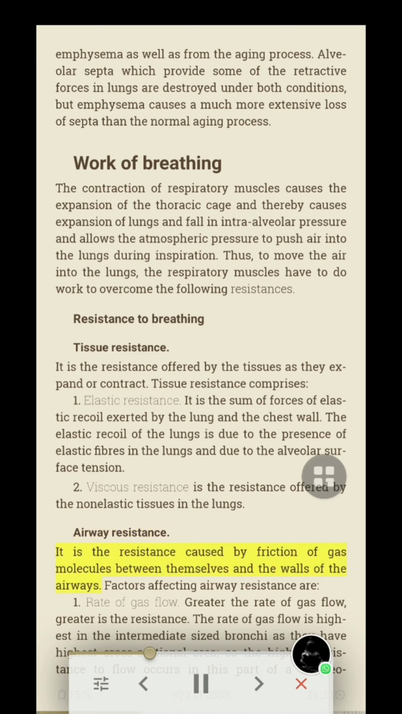Airway resistance. It is the resistance caused by friction of gas molecules between themselves and the walls of the airways. Factors affecting airway resistance are: 1. Rate of gas flow. Greater the rate of gas flow, greater is the resistance. The rate of gas flow is highest in the intermediate-sized bronchi as they have the highest cross-sectional area. So the highest resistance to flow occurs in this part of the tracheobronchial tree.